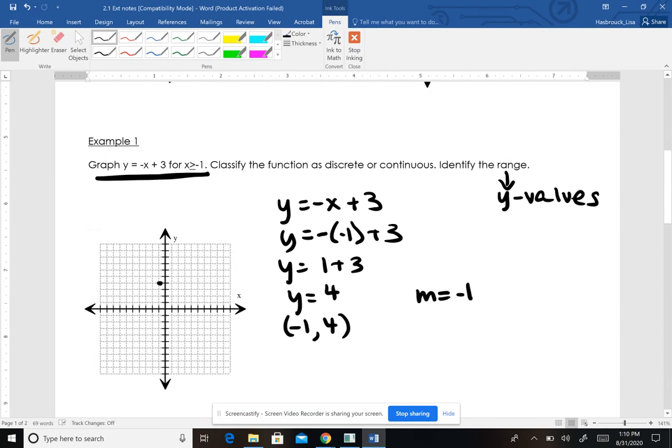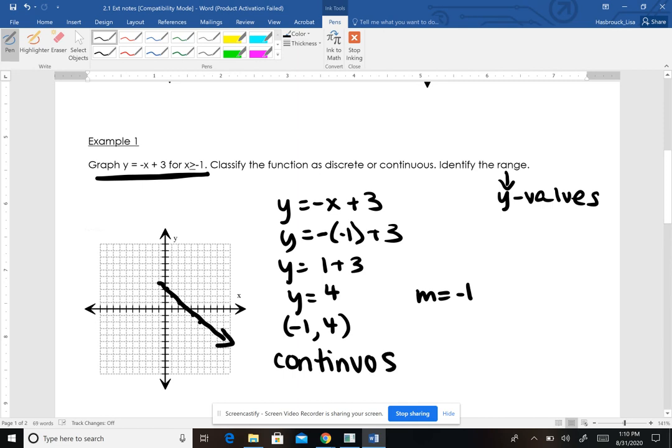a negative 1. So from this point, I'm going to go down 1, right 1, down 1, right 1, down 1, right 1, down 1, right 1. And you continue that pattern. Draw a line with arrows. Notice, since all the values are greater than or equal to negative 1, that means it can be any point from negative 1 on, including the decimals. So that's why I connected all these, because it could be any of those points. That means that this is a continuous function.